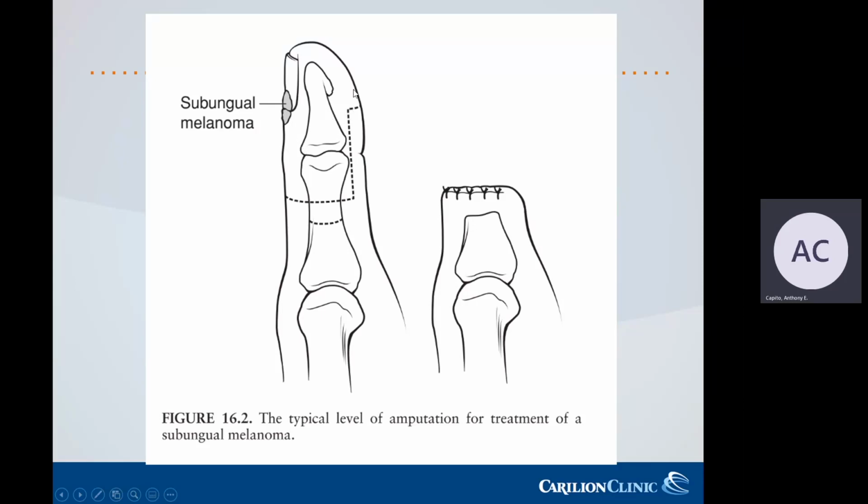If you get your 1 centimeter depth, I have no problem going through the DIP joint and then creating a volar skin flap.